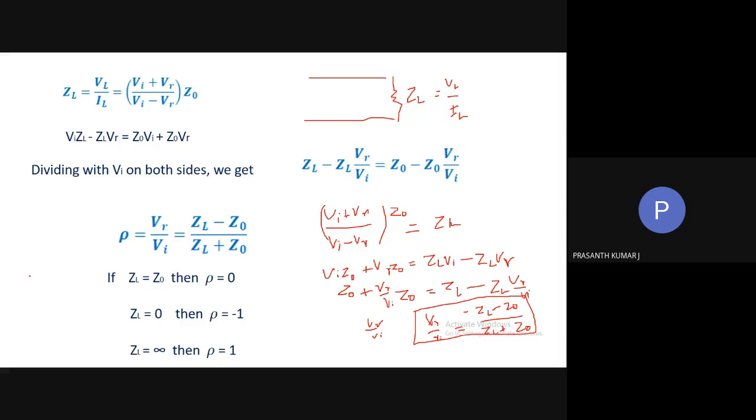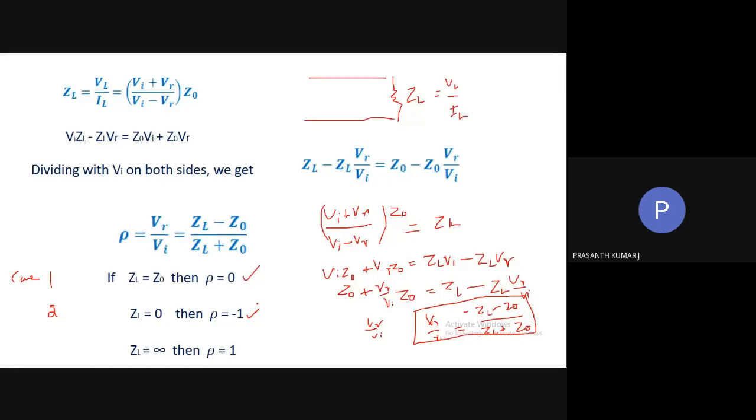Here, case 1: if ZL equal to Z0, what happens? In the numerator, ZL minus Z0, substitute ZL, or you can substitute Z0. So 0 by something, it is 0. So then the reflection coefficient will be 0. Case 2: when ZL equal to 0. Substituting ZL equal to 0, minus Z0 by plus Z0, Z0 will get cancelled, minus 1 by 1. So the reflection coefficient is equal to minus 1.